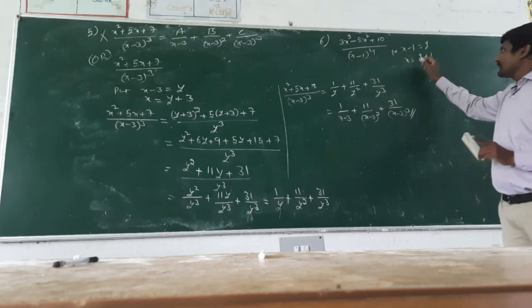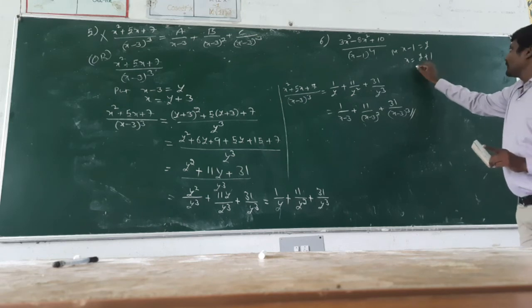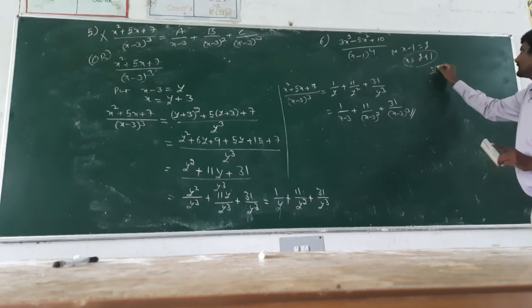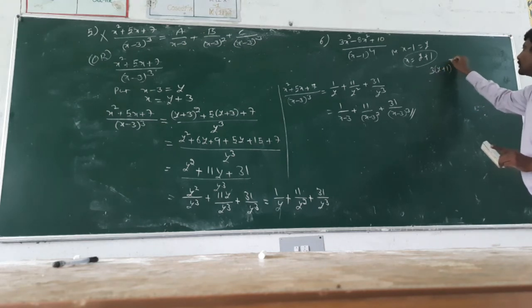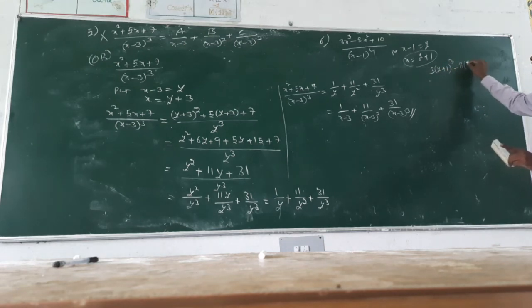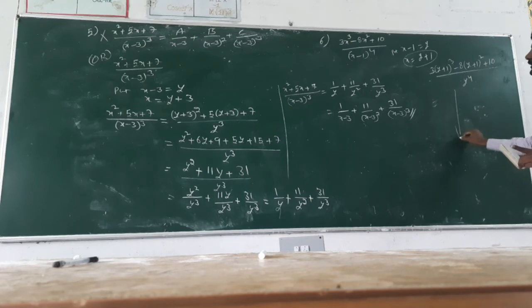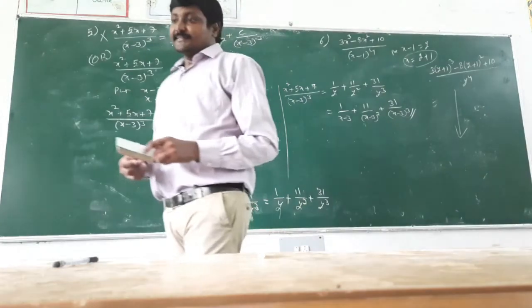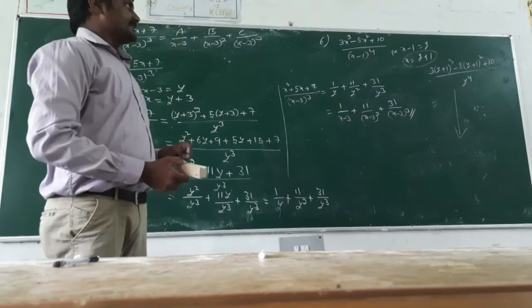Okay, each problem is converted to y. In place of x, substitute y. Okay, 3 of y plus 1 whole cube minus 8 of y plus 1 whole square plus 10 by y power 4, and simplify, you get the answer. It is a very easy method. Okay, this is the type 2 fractions.